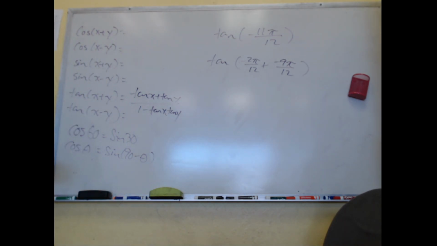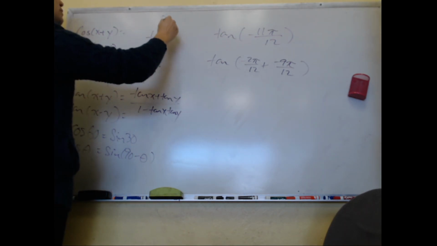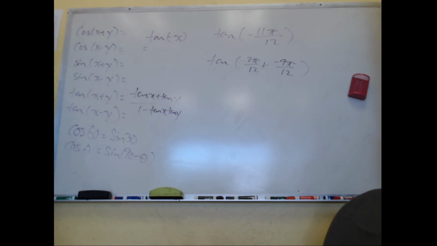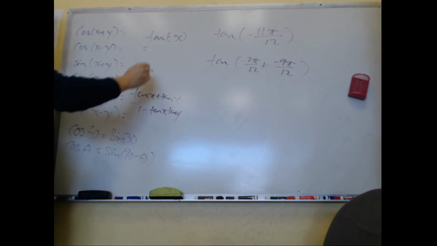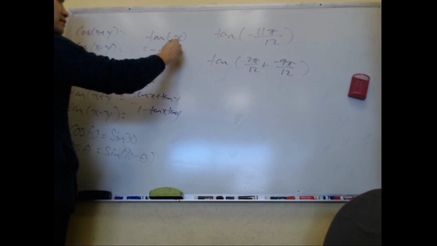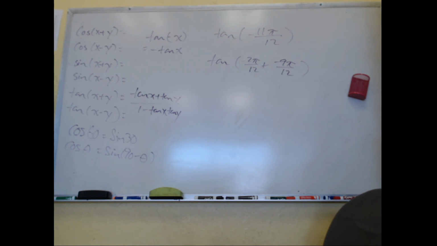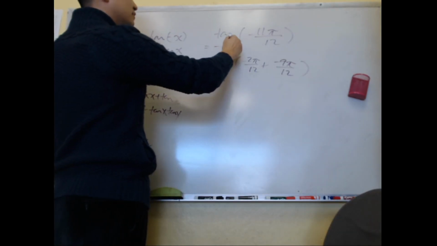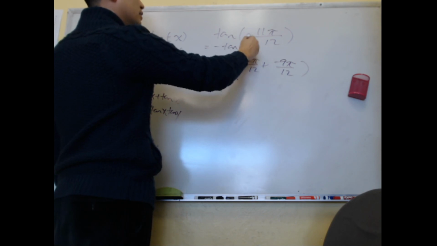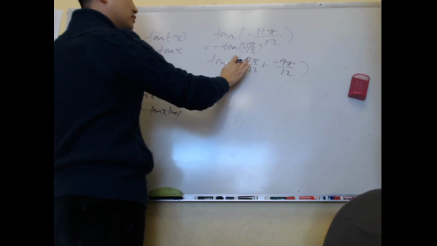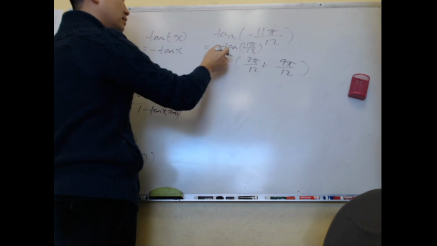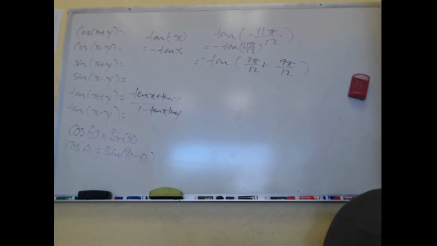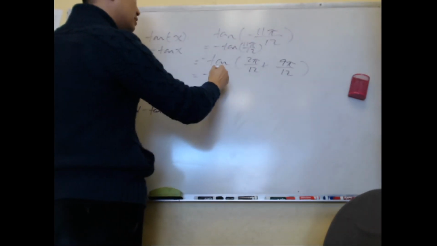Another thing is tangent. What kind of function is tangent? Is that odd or even? It's odd. So that means tangent of negative x is the same as negative tangent of x. Can we do that? Yeah. So that means this one is the same as negative tangent of 11 pi over 12. So instead of using negative, we're using what? Positive. But outside, you want to take out the negative. Yeah? And let's try to simplify this a little bit.